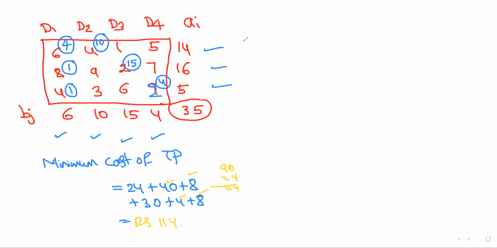Now I'm going to apply step 2. Step 2 is we can apply the stepping stone method or the Modi method. In the last class we applied the stepping stone method. Now I'm going to apply the Modi method. This Modi method may reduce this amount or equal it, because we don't take more. 114 rupees we got. If we get less, we'll take less. If not, we'll take the same amount, 114, as the final amount.